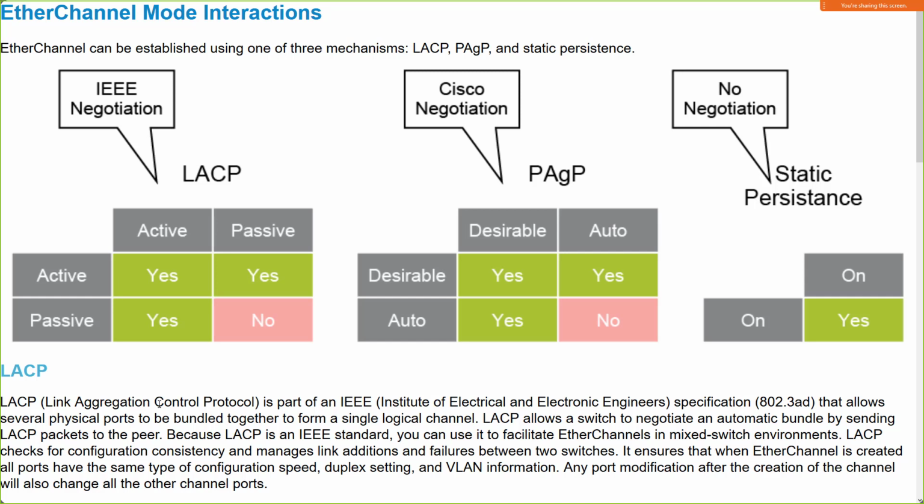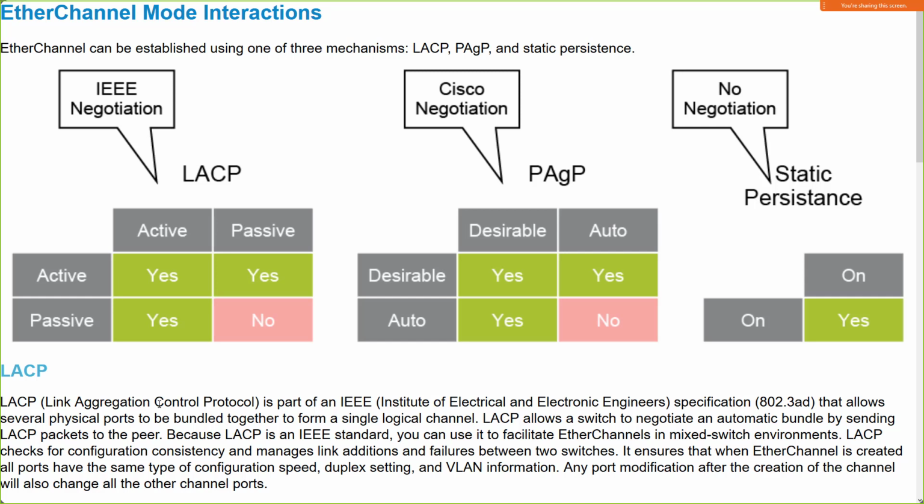Now you'll notice that there are 2 modes in LACP and PAGP: active and passive, and desirable and auto. Much like DTP, where we had desirable and auto, desirable means that the port is actively trying to form an ether channel, and auto means that the port is passively waiting to be told to be part of an ether channel. So if I have 2 ports that are configured for auto on each side of the link, the ether channel will not form because nobody's actively trying to become part of the ether channel.